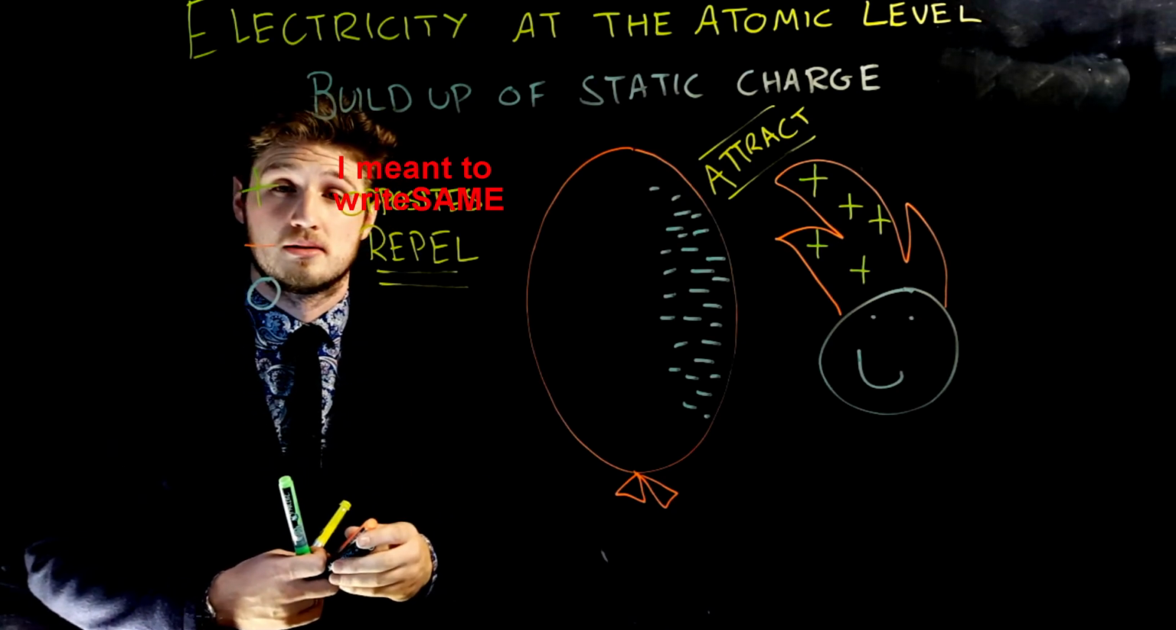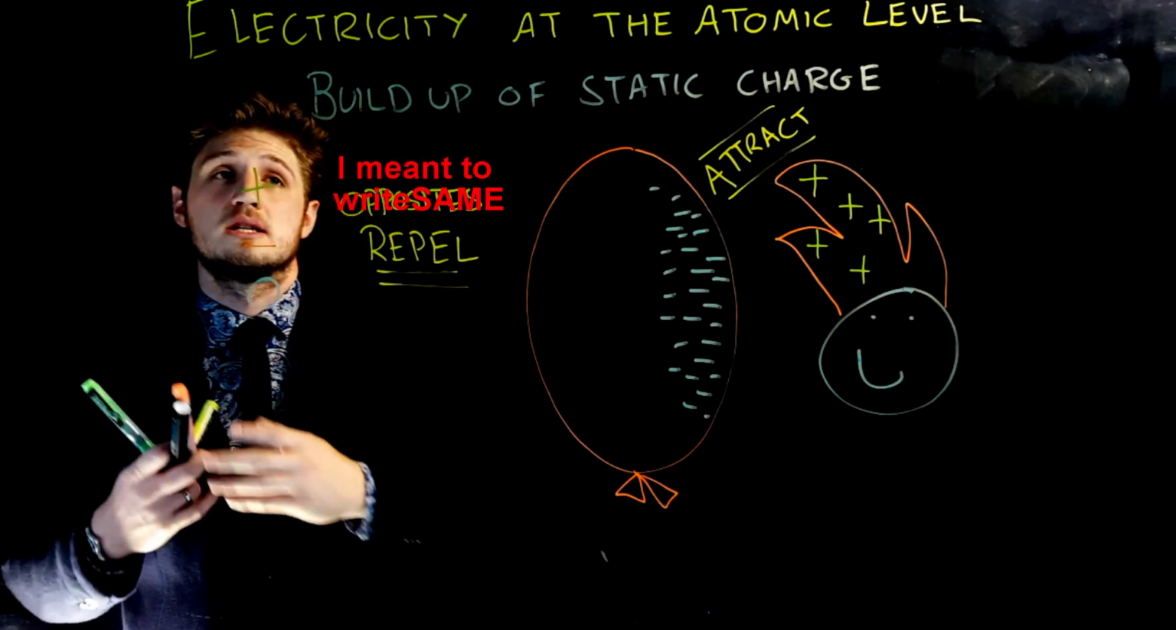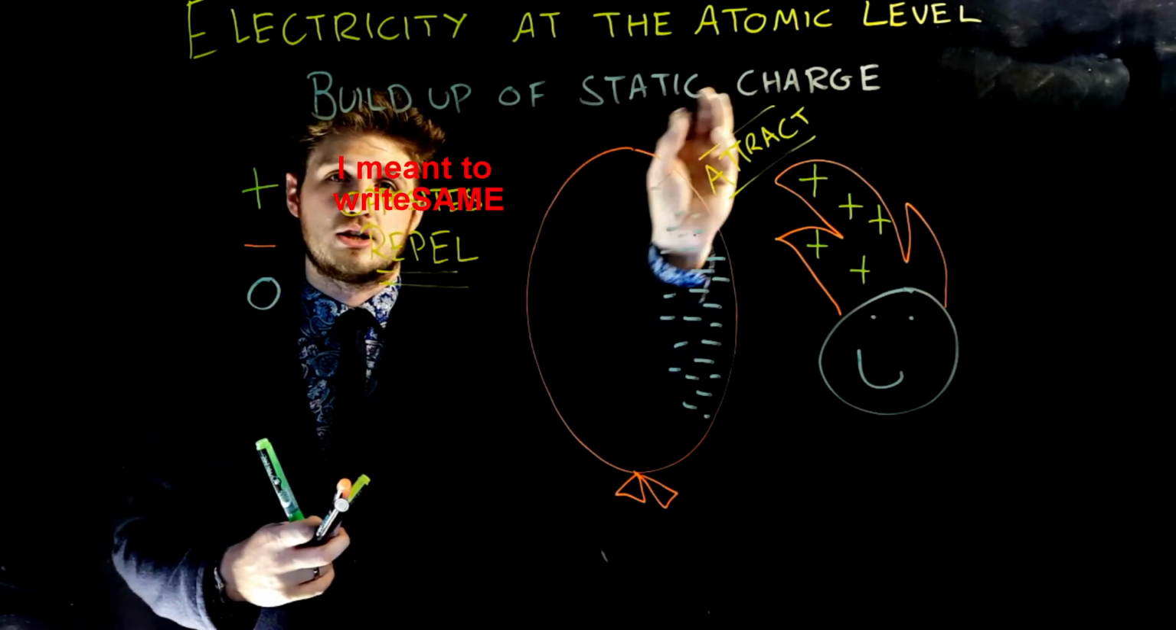See what happens. So, electricity at the atomic level. You now know it is the flow of electrons, but it can also be the build-up of static charge.